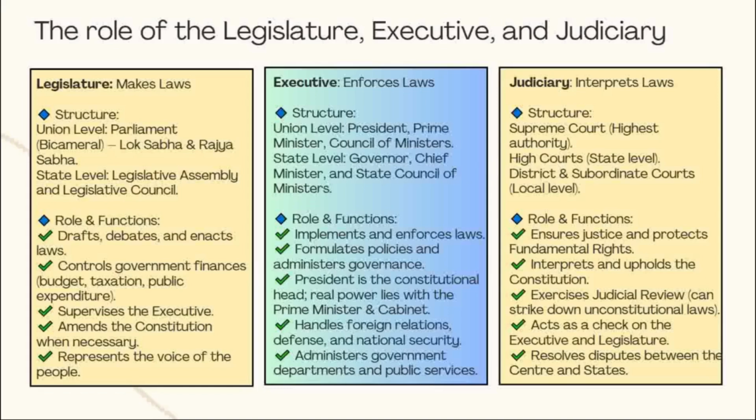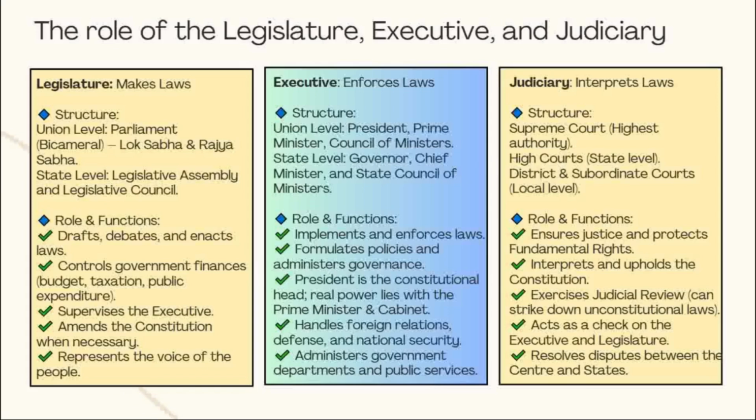Prime Minister and Council of Ministers. The Prime Minister is the head of the government and leads the Council of Ministers. Together, they are responsible for implementing laws, formulating policies, administering governance, handling foreign relations, defense, and national security. The executive body at the state level consists of governor, chief minister, and state council of ministers.